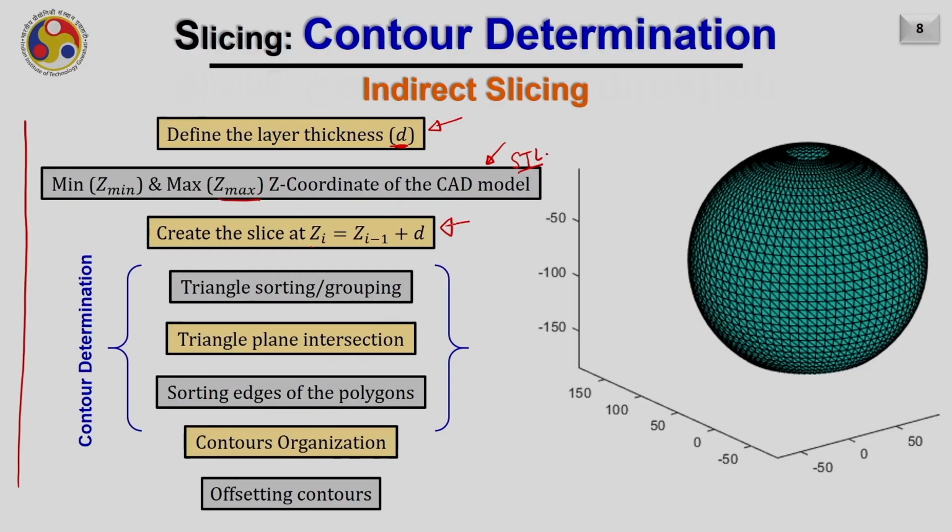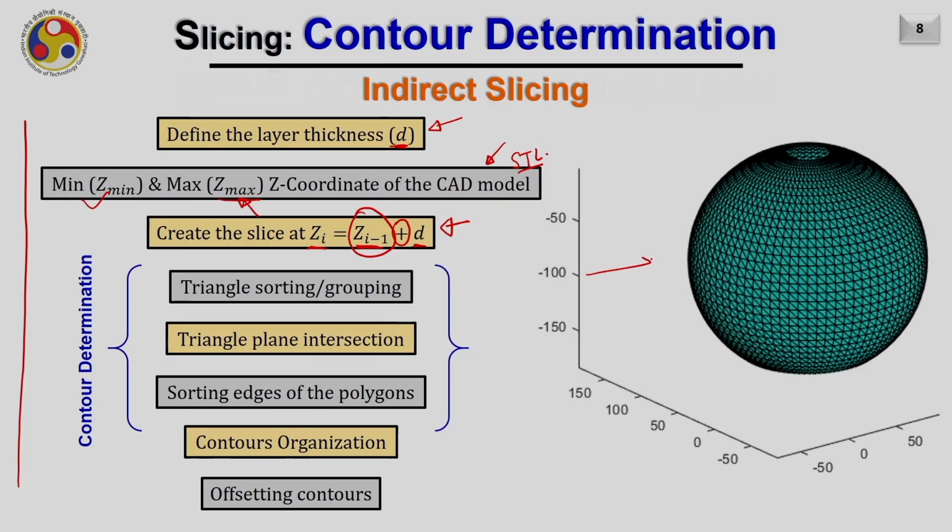The next step is to create the ith slicing plane at a height zi equals zi minus 1 plus d. Now, it depends what the value of zi minus 1 will be. If you are using the bottom-top approach, zi minus 1 will be the minimum z. If you are using the top-down approach, then it will be the z max. And in that case, the sign will change because you are coming down each time.